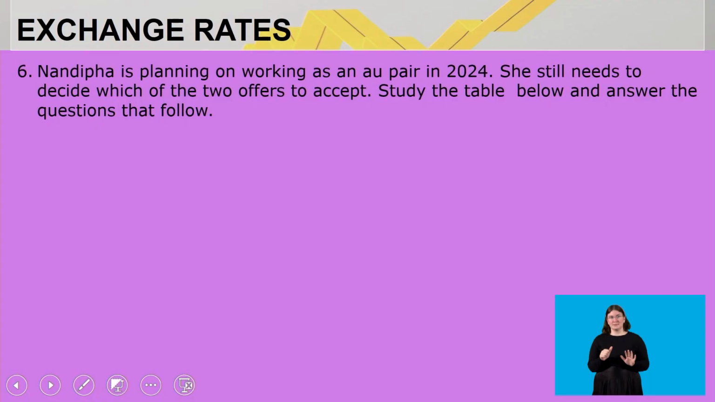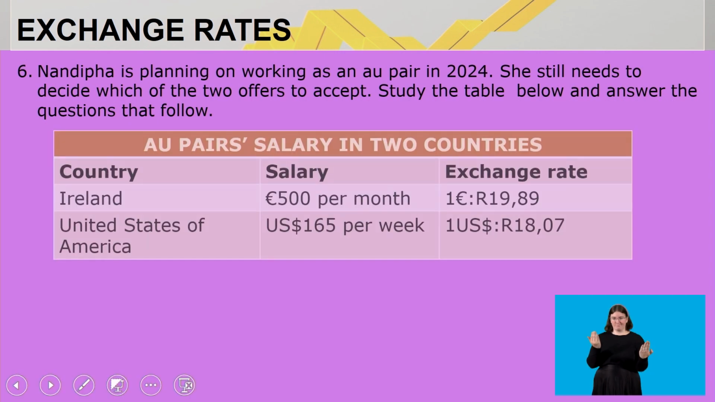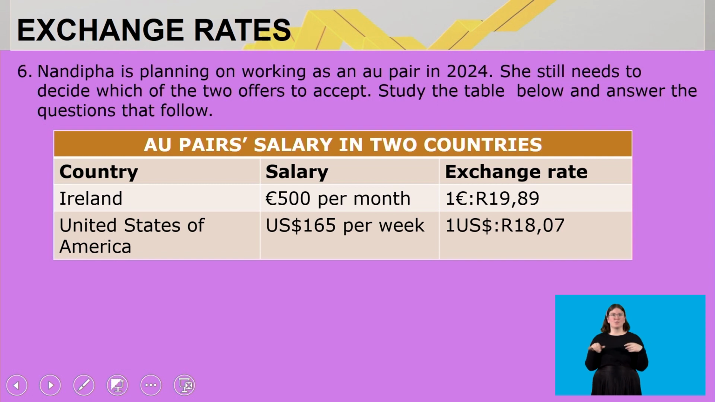Let's look at our last question here, number 6. It says Nandipa is planning on working as an au pair in 2024. She still needs to decide which of the two offers to accept. Study the table below and answer the questions that follow. So here we have the table. There's your au pair salary in 2 countries. Remember, those are the 2 offers that we are referring to. It can either be in Ireland or in the United States of America.